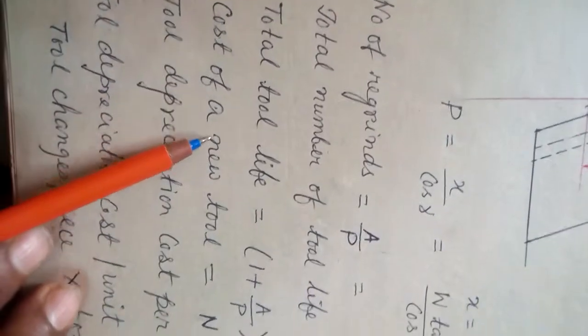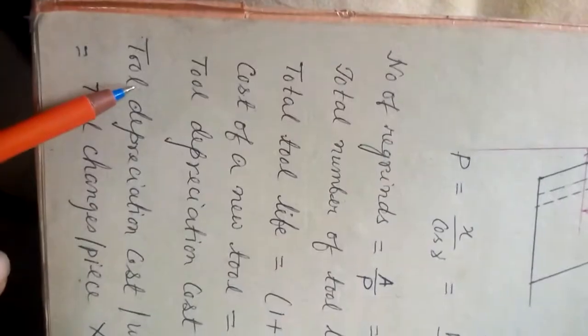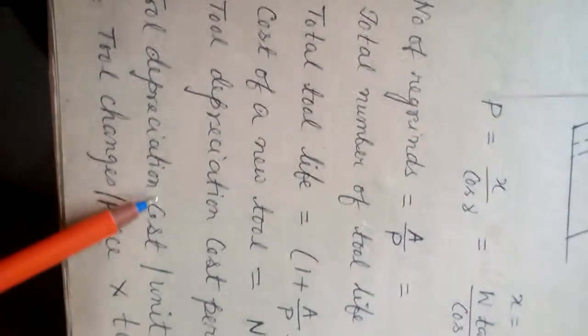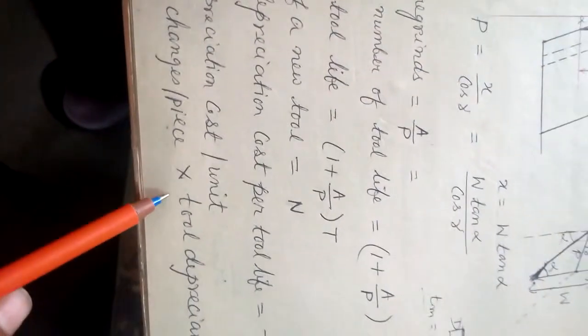Cost of a new tool N. Total depreciation cost per tool life is N by 1 plus A by P. Tool depreciation cost per unit is equal to tool changes per piece into tool depreciation cost per tool life.